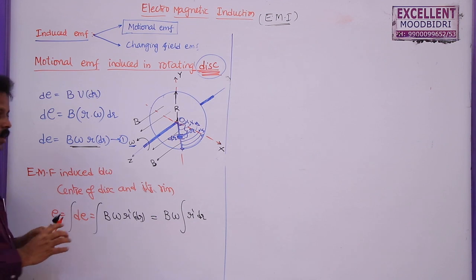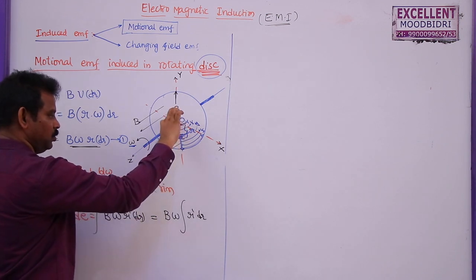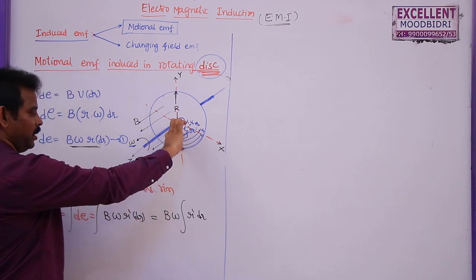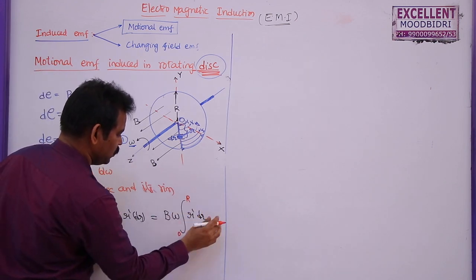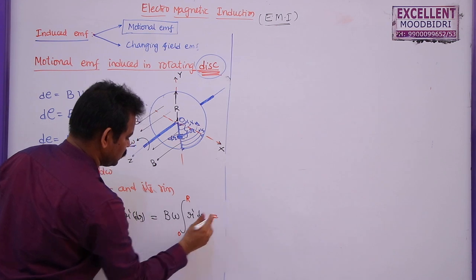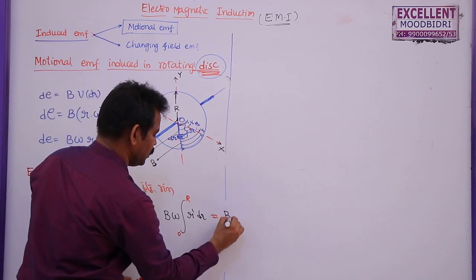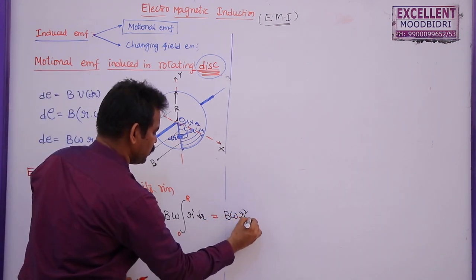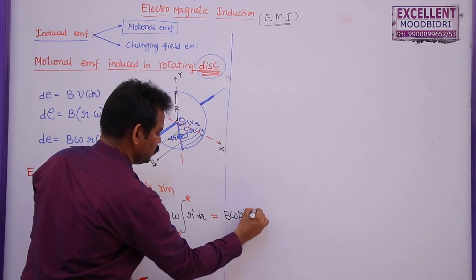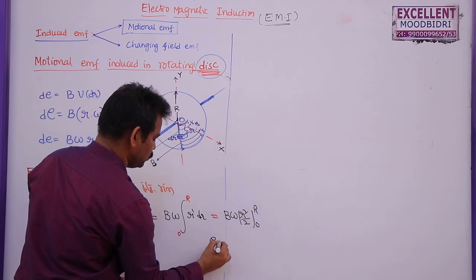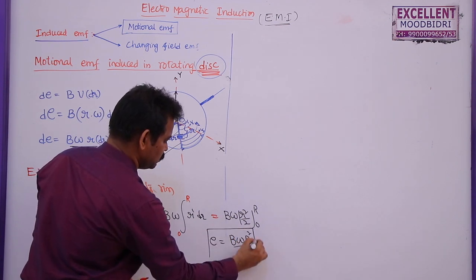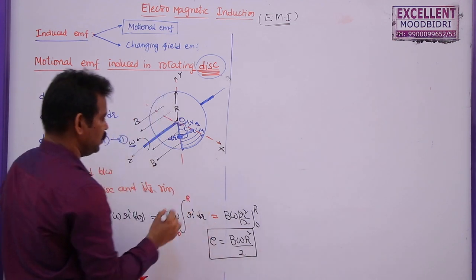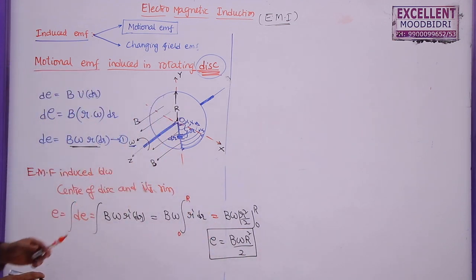What is the minimum value of r here? Small r can be 0, and the maximum value is the radius of the disk. So I am going to take the limits as 0 to r. This can be written as B omega r square by 2 with the limits 0 to r, and by substituting we get B omega r square by 2. So this is the EMF induced between the center and the rim of this disk.